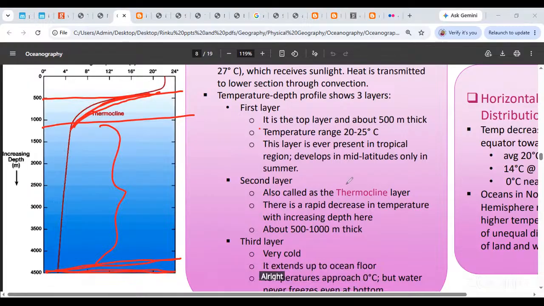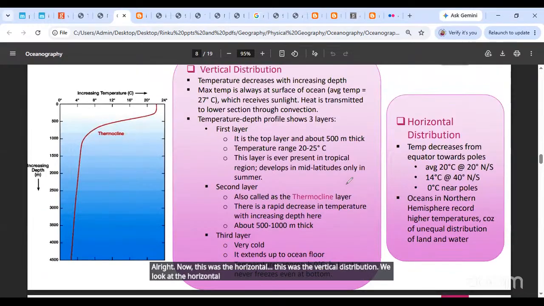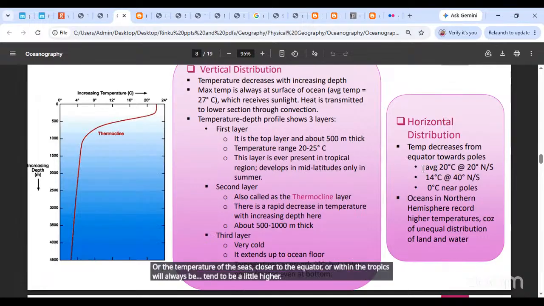Now this was the vertical distribution. We look at the horizontal distribution. The horizontal distribution of temperature works this way: temperature will always decrease from the equator towards the poles. The temperature of the seas closer to the equator or within the tropics will always tend to be a little higher. So this is the average one.